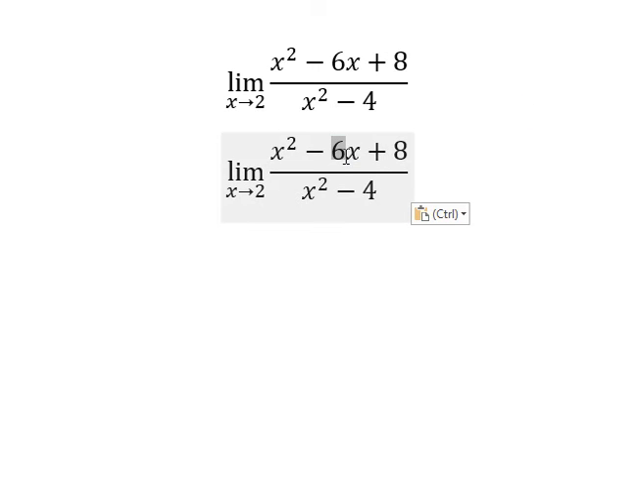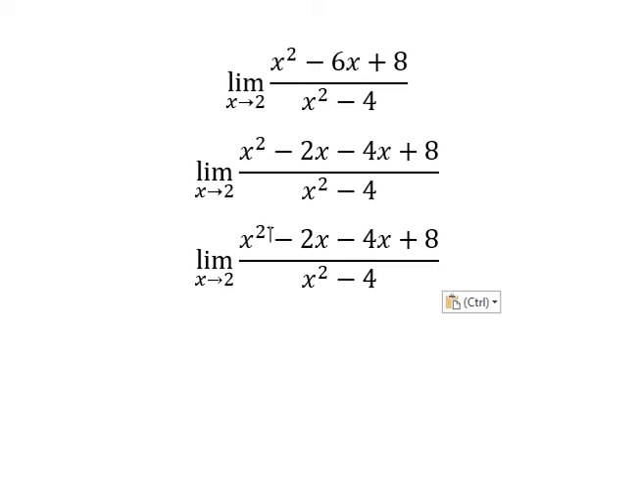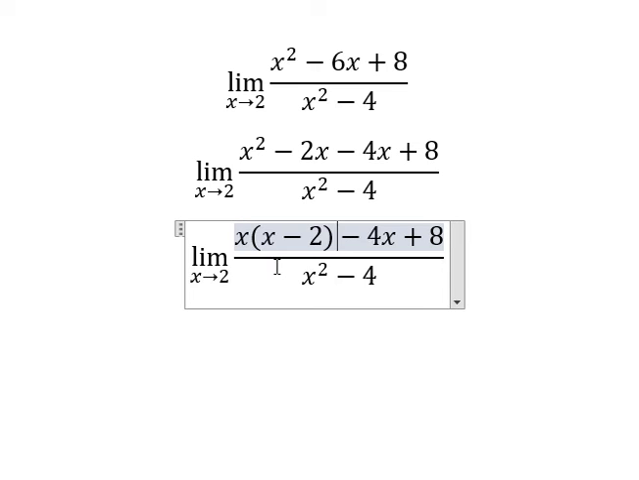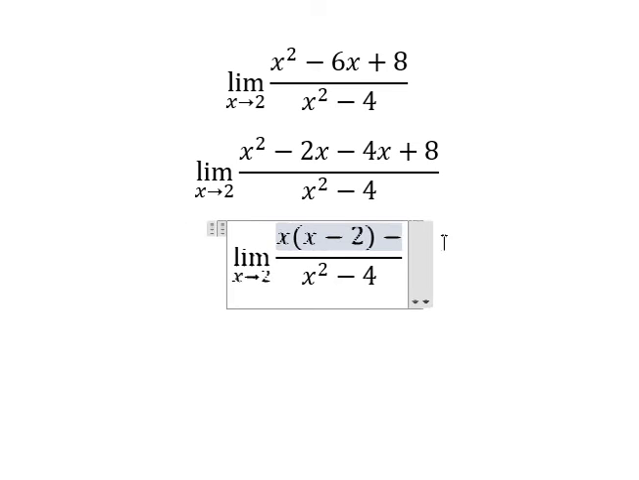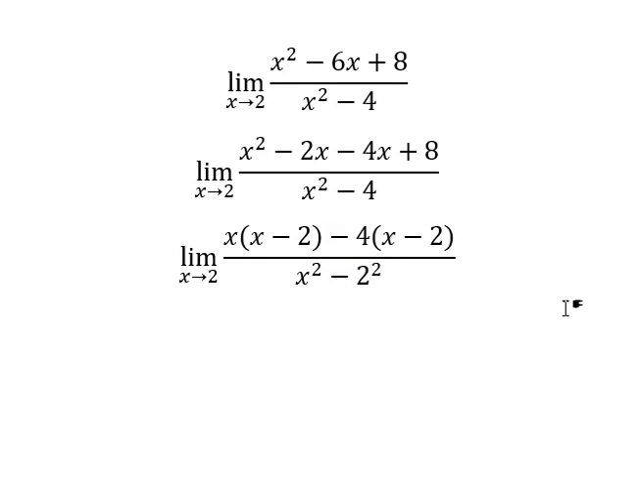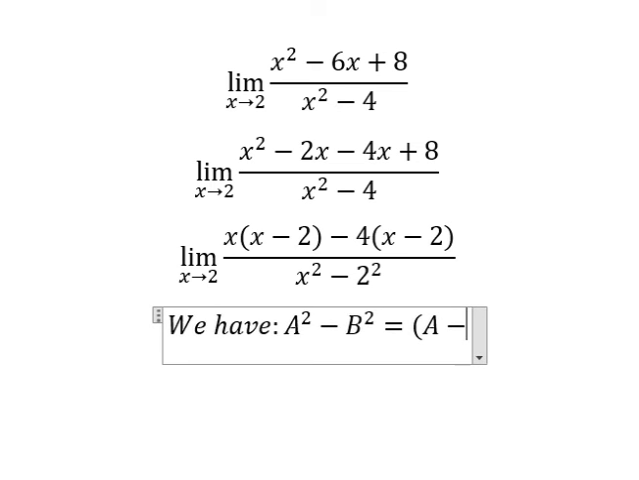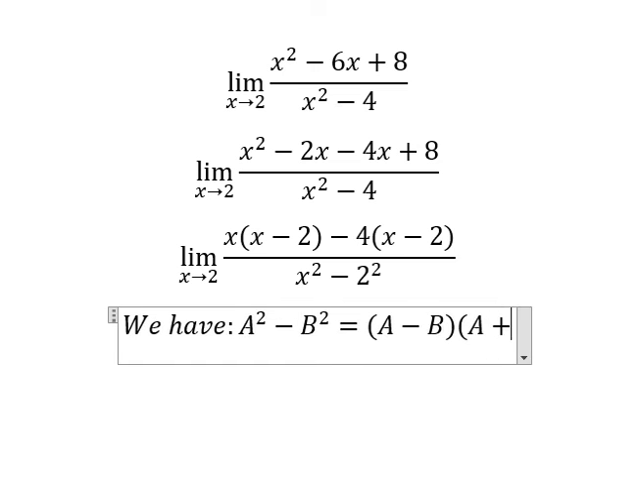About negative 6s, we can put into negative 2s, negative 4s. This one we can do factorization by s. This one by negative number 4. This one we change number 4 into 2 square. And now we have the formula in here, that is a square minus b square equals a minus b multiplied by a plus b.